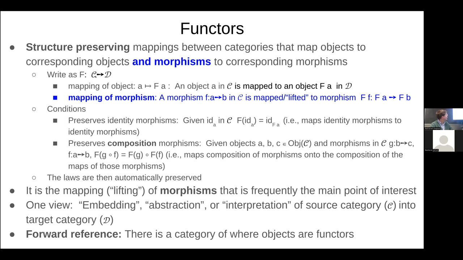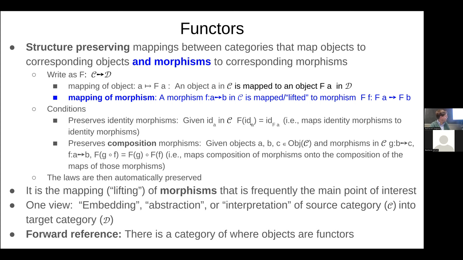So if we have a given object, lowercase c in category capital C, and it's mapped to Fc over here in D through the action of functor F, there's some object in D, Fc. The identity morphism on c over here is mapped to the identity morphism on Fc, right?